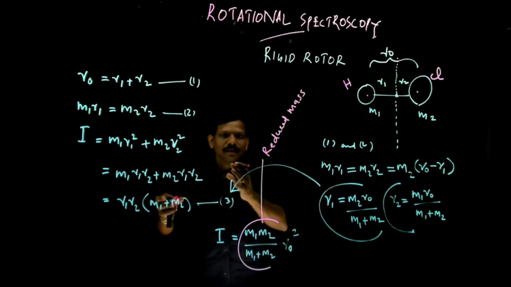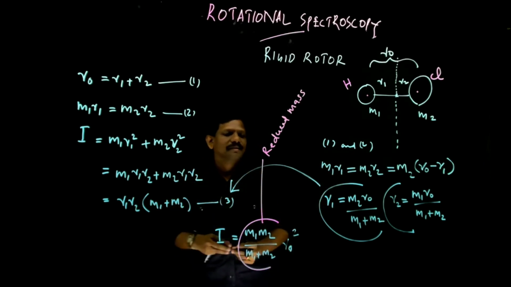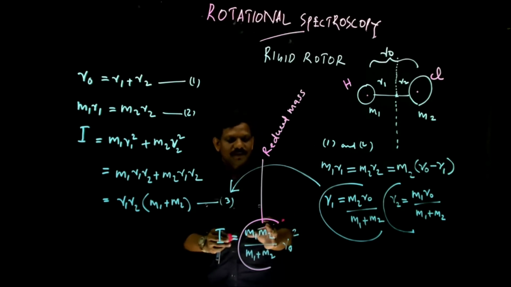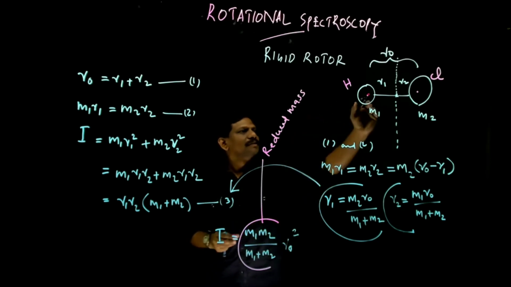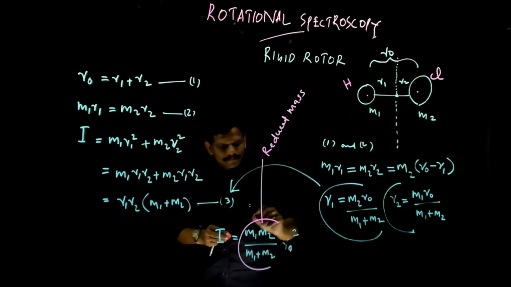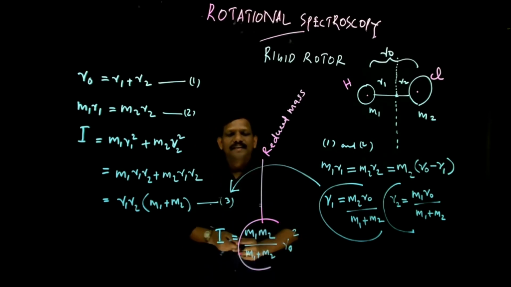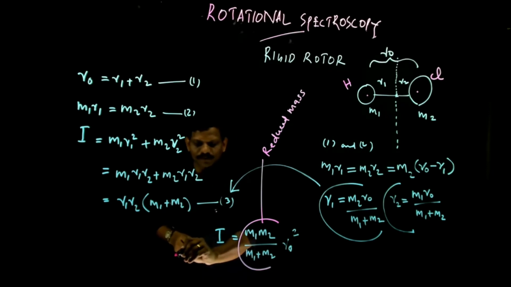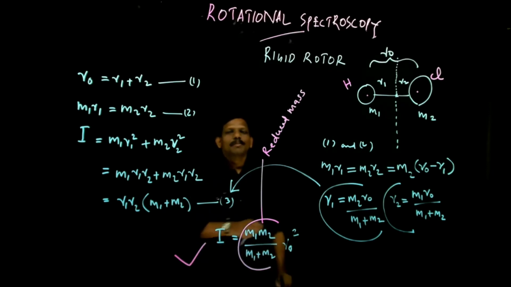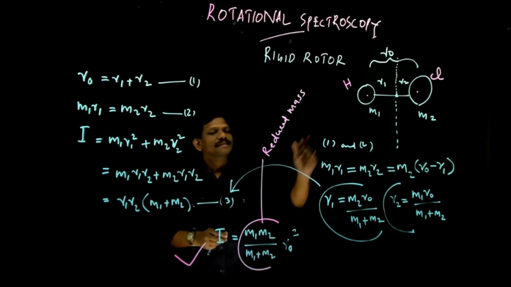In other cases, suppose it is one mass, it is mr square, but here 2 masses are there. So, this particular value is known as the reduced mass into radius square. So, this is the final equation for the moment of inertia of a rigid rotor.